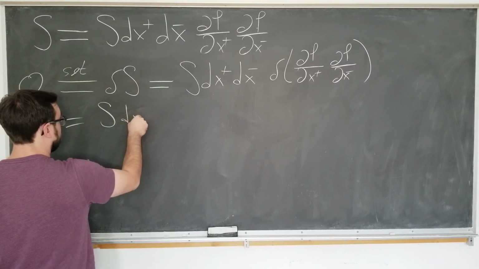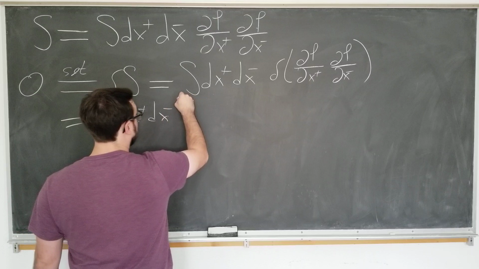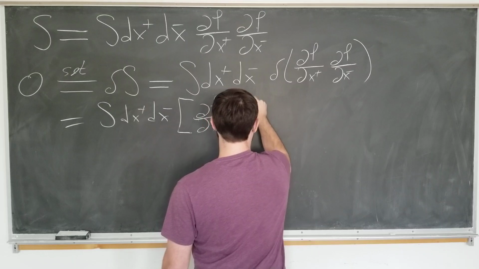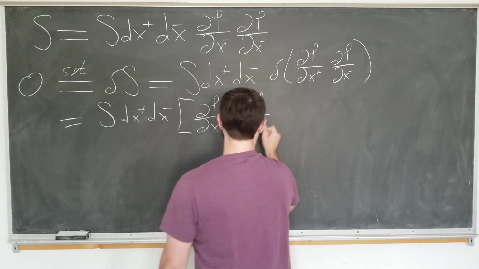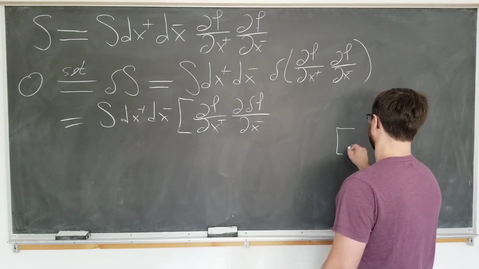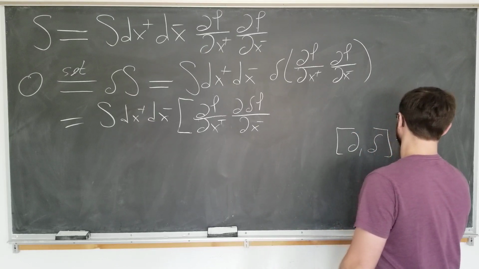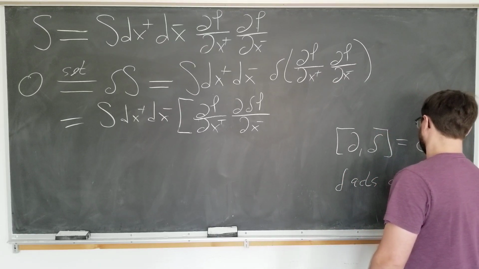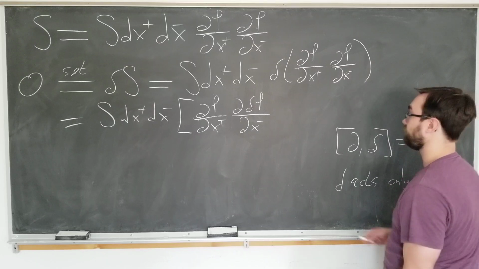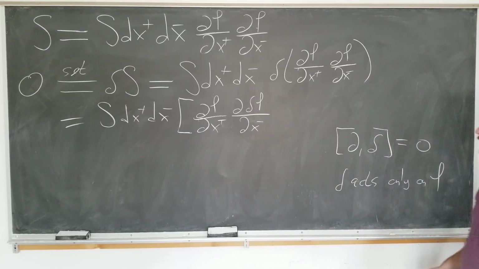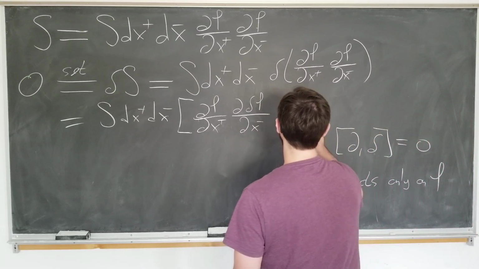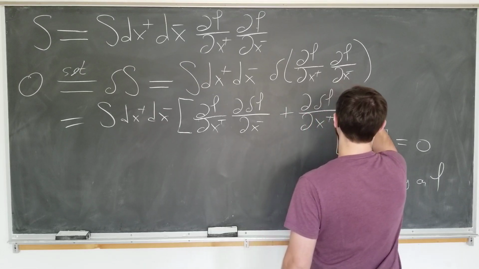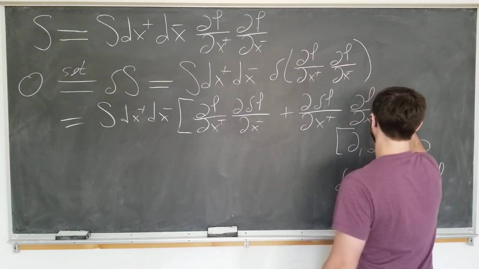It is now dx plus dx minus. We have d phi by dx plus d delta phi by dx minus. It's very important. So we have that partial and the delta commute because, like I said, delta acts only on phi. So it can just go straight through the derivatives. We don't care about that. Plus d delta phi by dx plus d phi by dx minus.